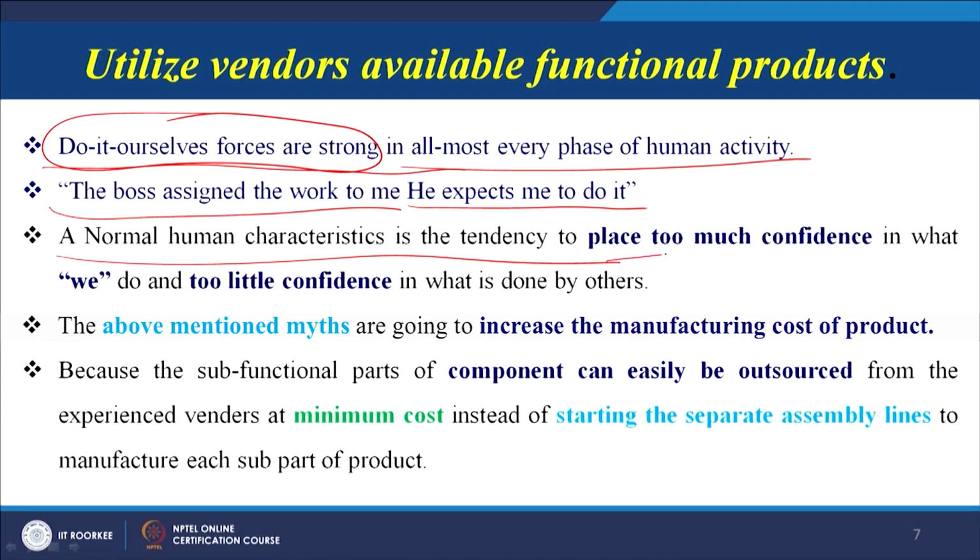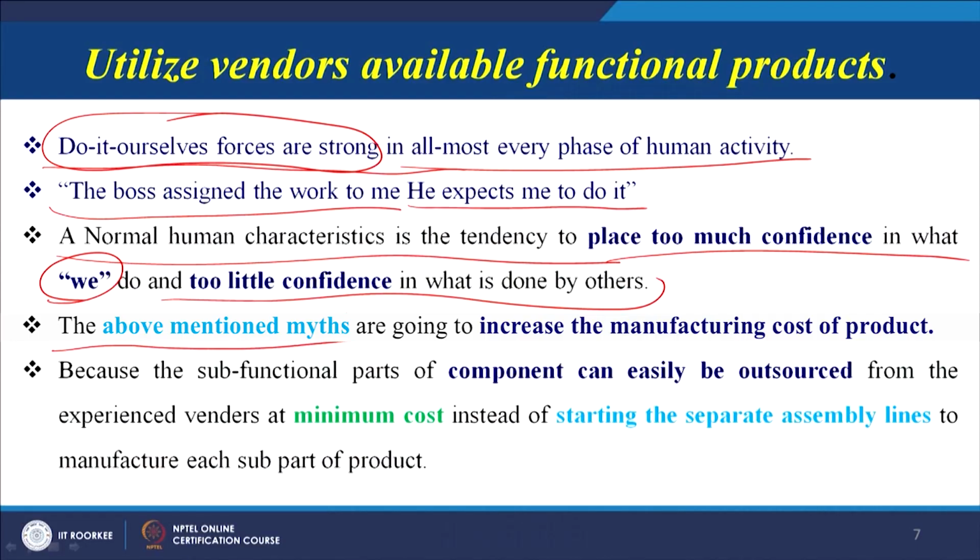A normal human characteristic is the tendency to place too much confidence in what we do and too little confidence in what is done by others. So, sometimes we have that behavioral mindset that whatever our company will do, that will be the best. We cannot depend too much on other companies, or we have an element of doubt regarding the performance of parts or components manufactured by other companies. But that is not true. In today's scenario, there are common standard quality characteristics and quality tests which can be used to ensure the quality of the parts being supplied by the vendors.